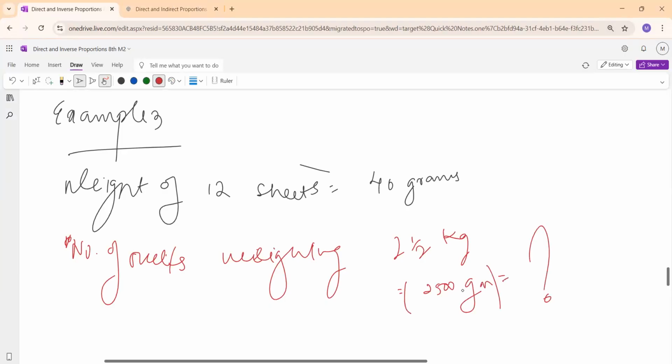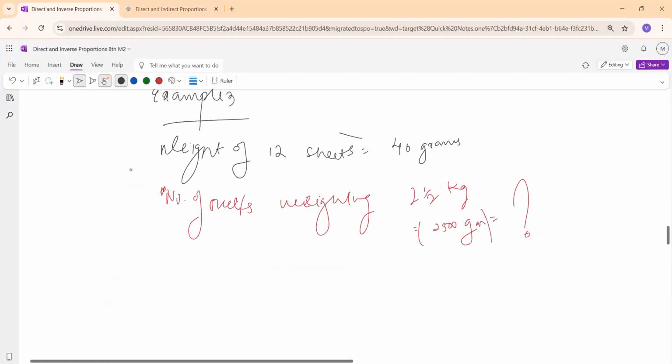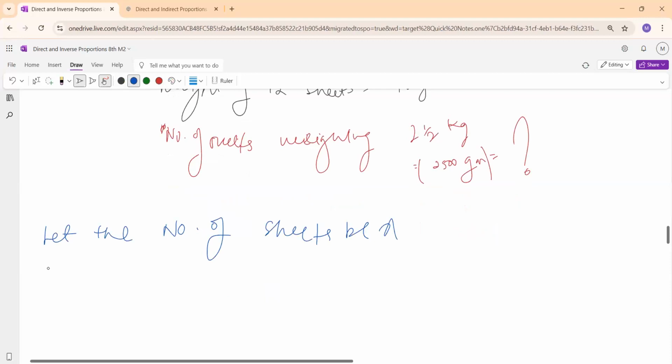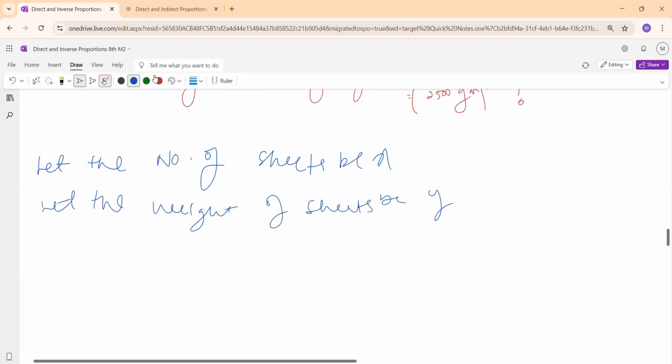How do we do that? See, let the number of sheets be x. First, exactly the same thing in every question. First type of quantity is number of sheets, so let the number of sheets be x and the weight of sheets be y. So now the first is 12 sheets, and the corresponding weight of 12 sheets is 40 grams. So y1 is therefore equal to 40 grams.